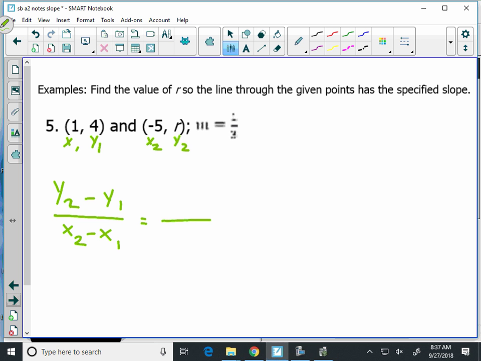So we follow this, y2 minus y1. Well, my y2 is r minus my y1, which is 4.